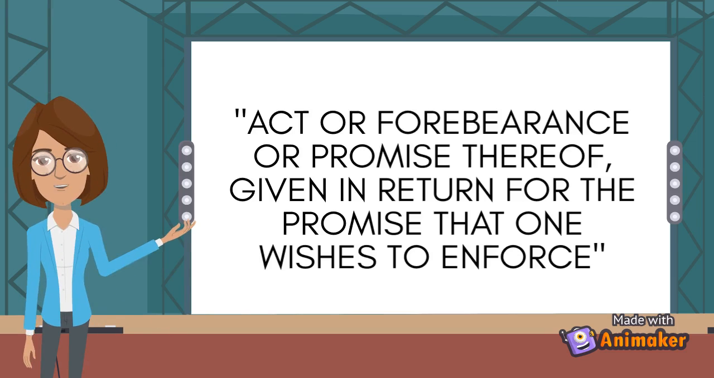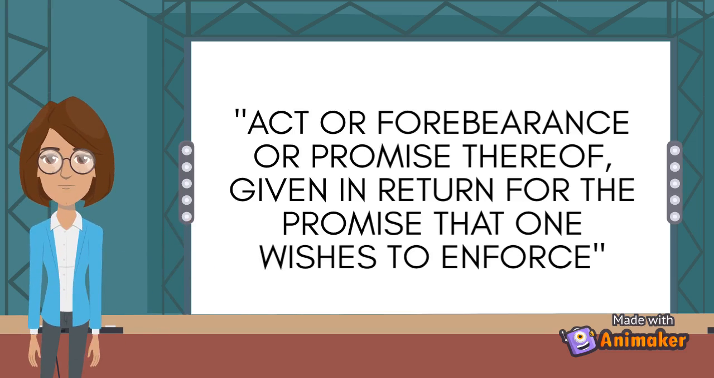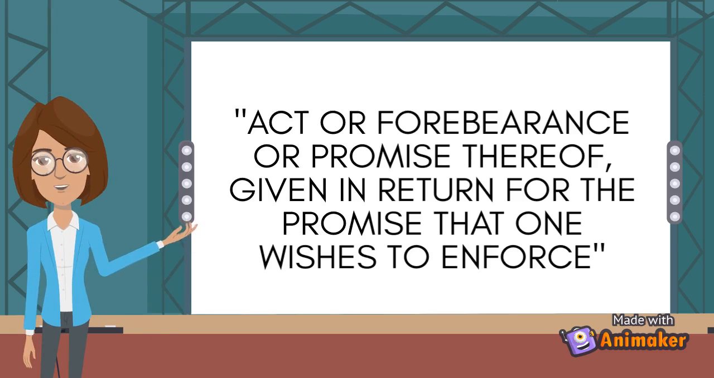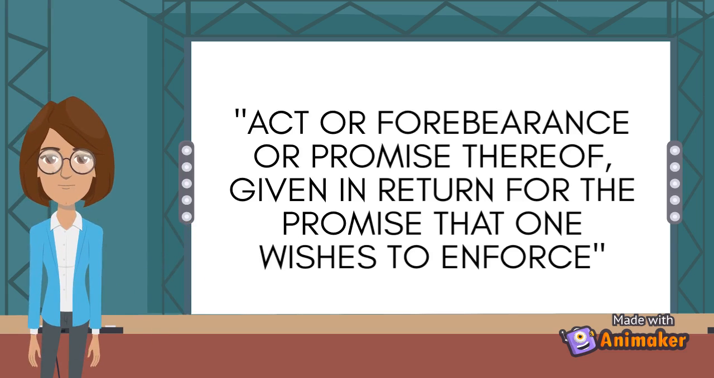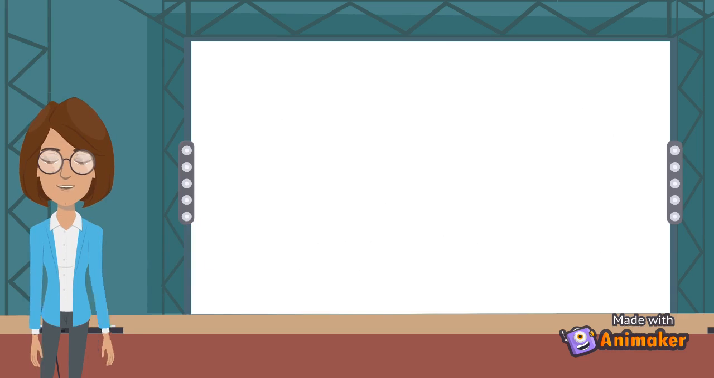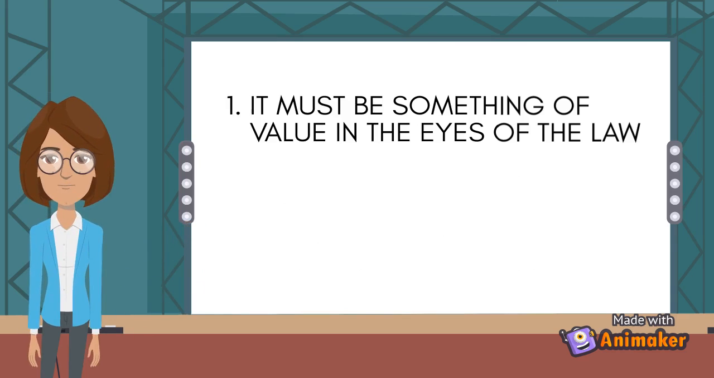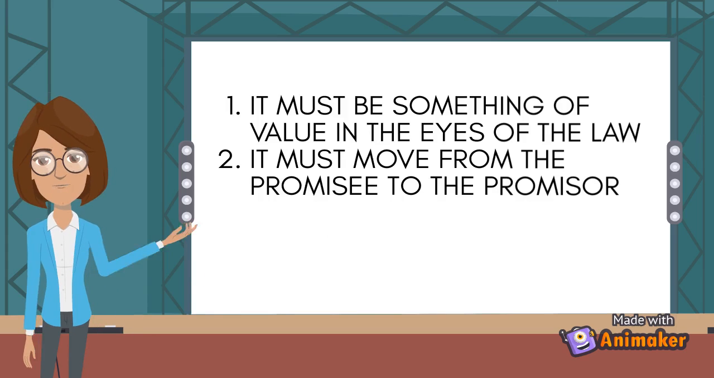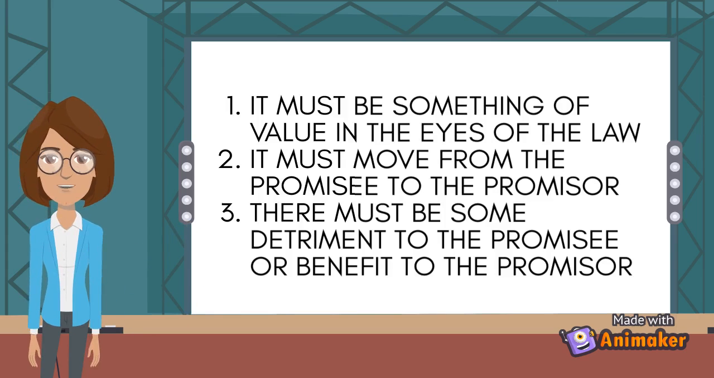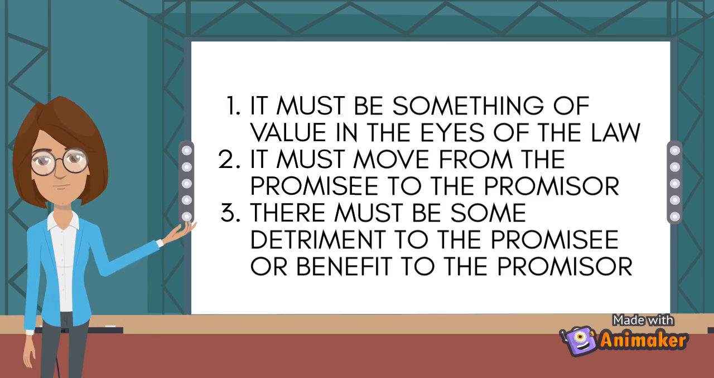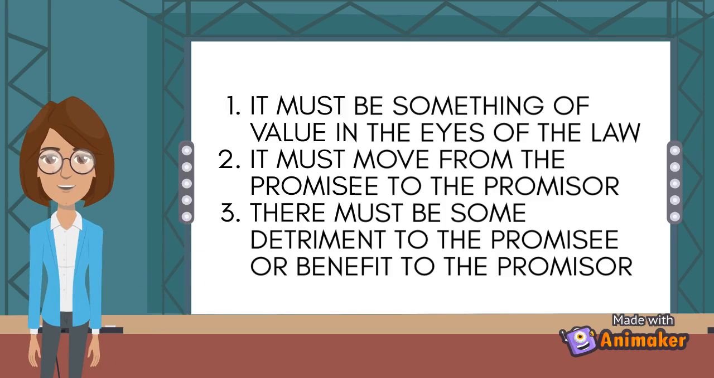According to John McCamus, consideration consists of an act or forbearance or promise thereof given in return for the promise that one wishes to enforce. As we learned in class, there are three characteristics of consideration. 1, it must be something of value in the eyes of the law. 2, it must move from the promisee to the promisor. 3, there must be some detriment to the promisee or benefit to the promisor.